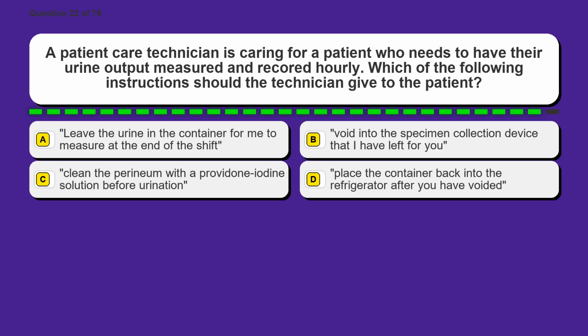Question 22. A patient care technician is caring for a patient who needs to have their urine output measured and recorded hourly. Which of the following instructions should the technician give to the patient? Option A, leave the urine in the container for me to measure at the end of the shift. Option B, void into the specimen collection device that I have left for you. Option C, clean the perineum with a povidone iodine solution before urination. Option D, place the container back into the refrigerator after you have voided.